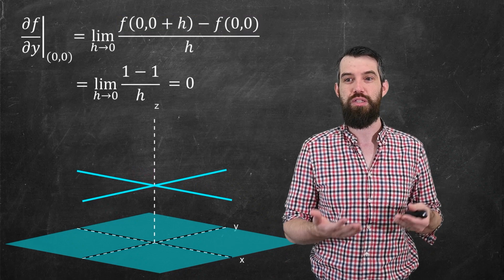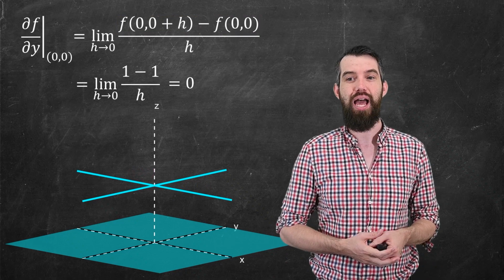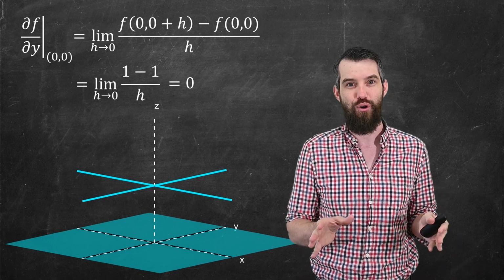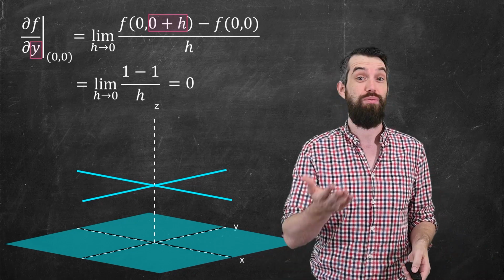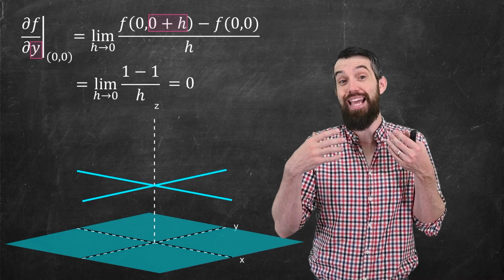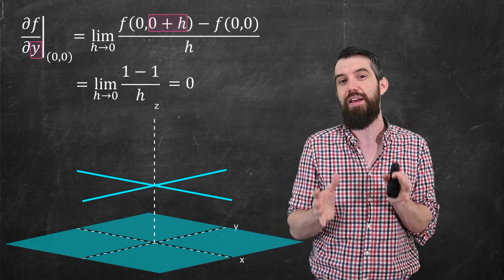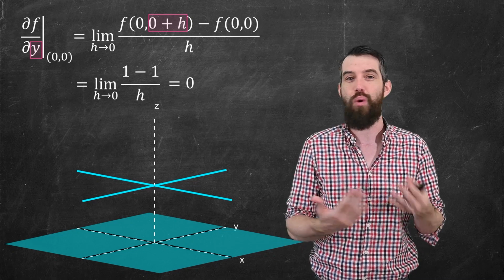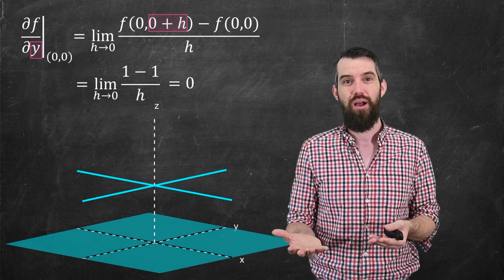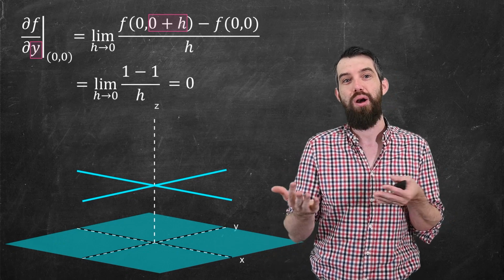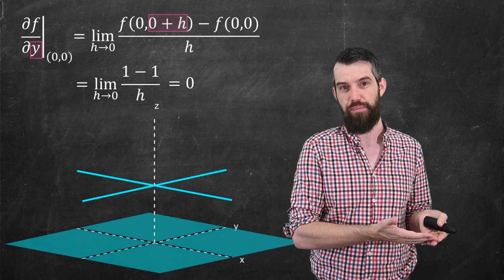Okay, that's the partial derivative with respect to x. The same argument applies for the partial derivative with respect to y. Nothing really changes except for the location of the h. So now the location of the h is in the y component. It's the x component that's fixed at 0 and the y that's got that 0 plus h. But by the same argument, it's 1 minus 1 and a limit of 0. So both the partial derivative with respect to x and the partial derivative with respect to y, both of those exist and are equal to 0.